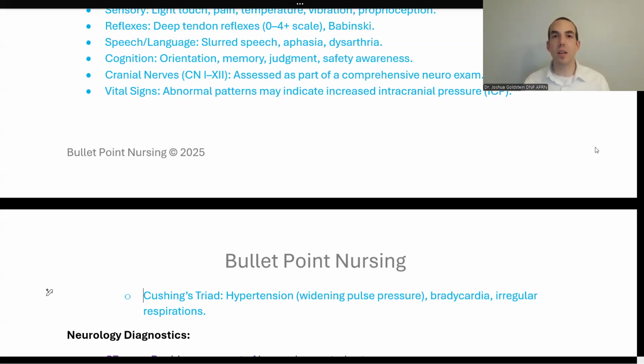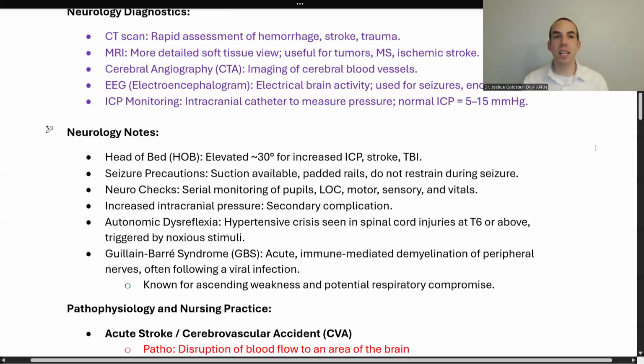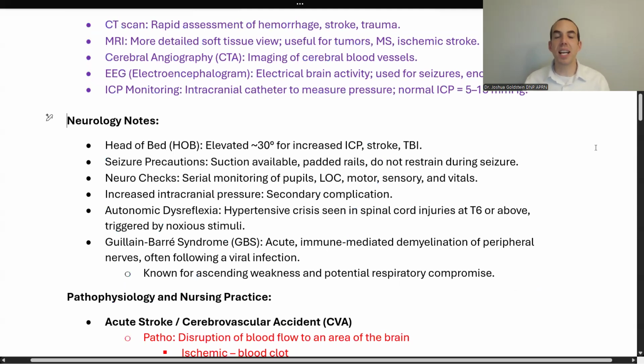And with increased intracranial pressure, we'll learn in a second, we're going towards herniation, which is a really bad outcome that leads to death. But again, widening pulse pressure, definitely mark that down somewhere as Cushing's triad and a sign of increased ICP. Next, let's look at some of the diagnostics that we use to assess a neurology patient.